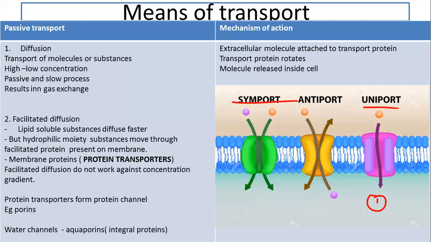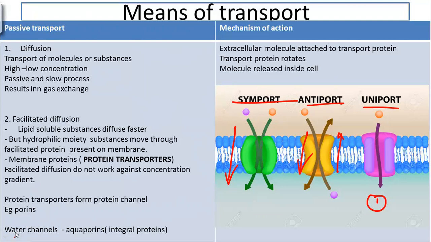Symport means two different types of molecules are transported in the same direction. Antiport means two different types of molecules are transferred in opposite directions. You can see here one molecule is entering inside, whereas another molecule is exiting outside. So this is all called passive transport.